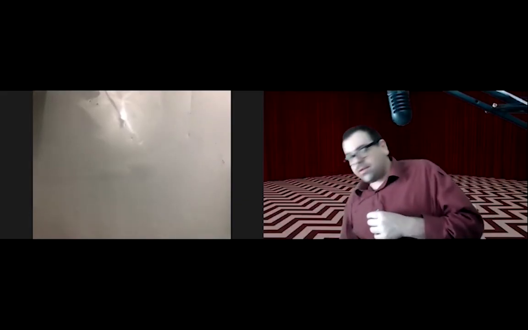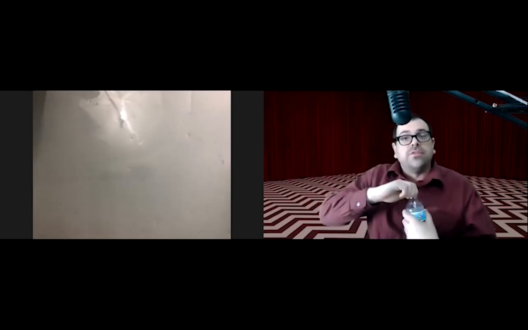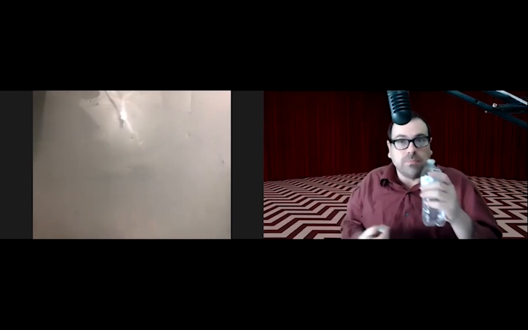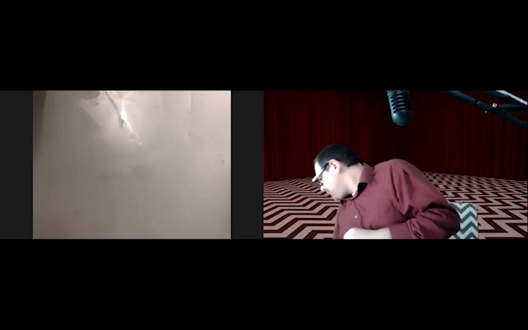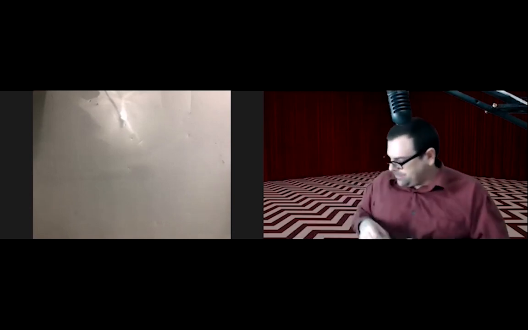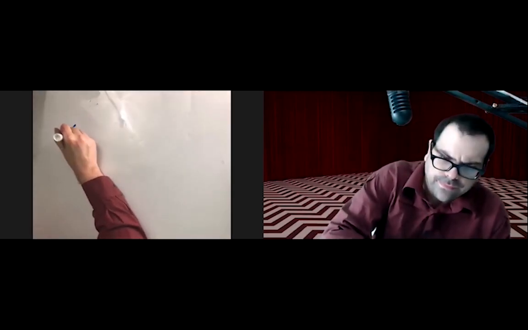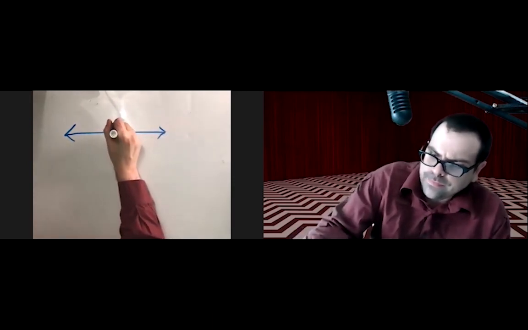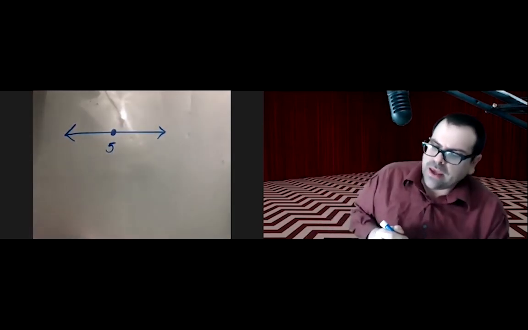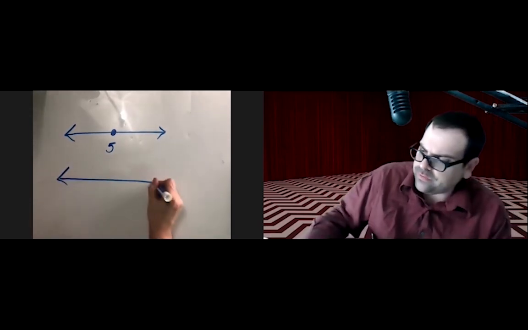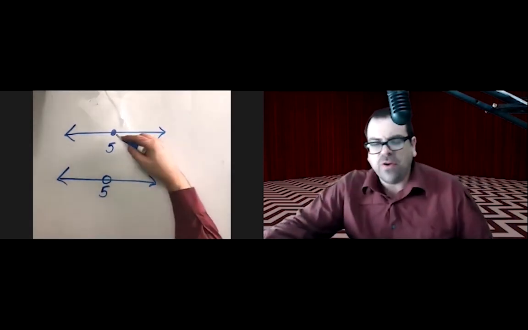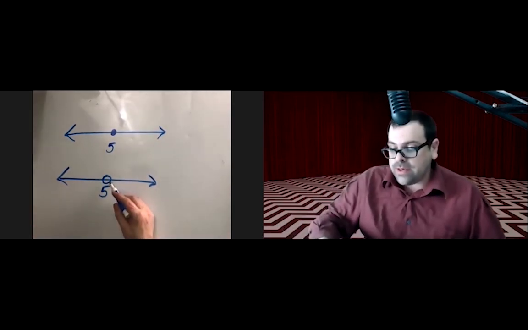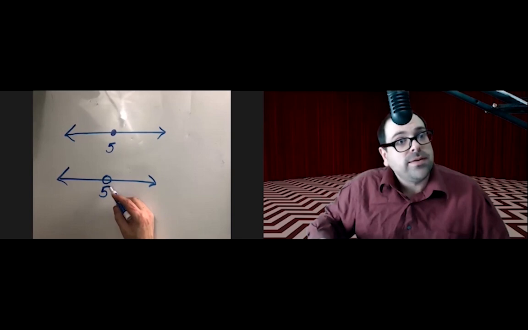I'm sure that in your entire math career, this is not the first time you've seen points on a number line. And maybe you've seen before now that there can be a difference between a filled in point and an open, an unfilled point.